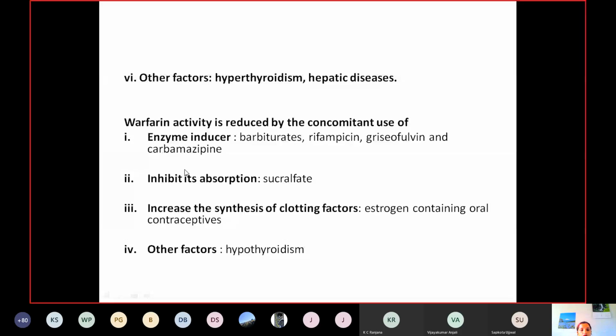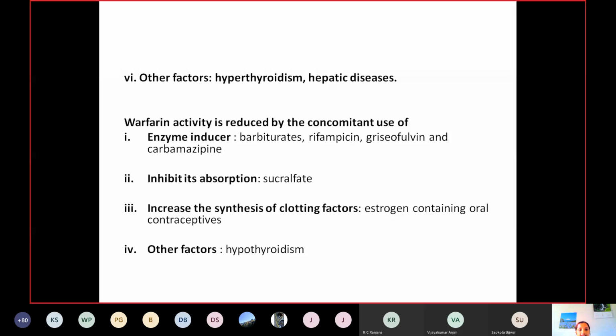Now, some drugs also decrease the activity of warfarin. In that condition, either you have to increase the dose of the warfarin, or you can change to other drugs instead of warfarin. Otherwise, if you give warfarin along with these drugs, then there is a subtherapeutic effect. Okay, the drug will not work efficiently.